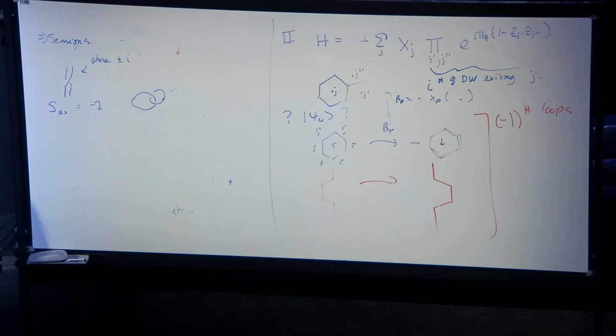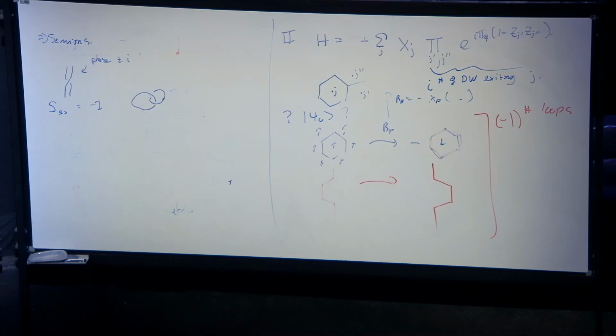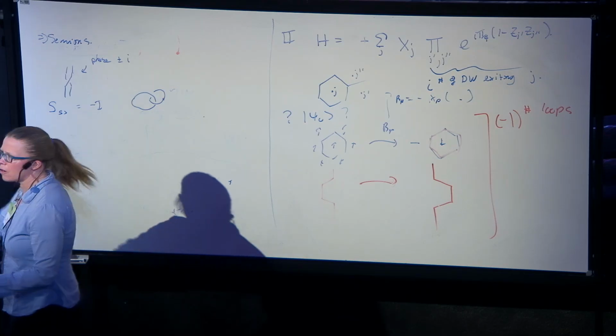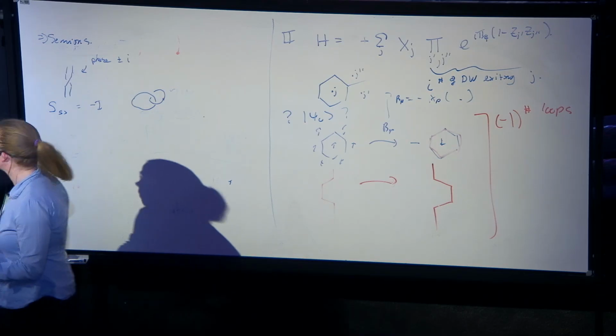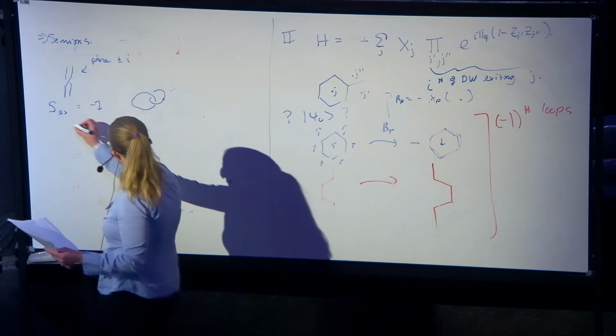And like I said, I'm not saying this is a rigorous argument. Levin and Wen explicitly constructed the operators that make these guys, and then you can see from the commutation relations of the operators that you have this. But this is a really nice way to think about why this comes about. Very simple argument. Good. All right.